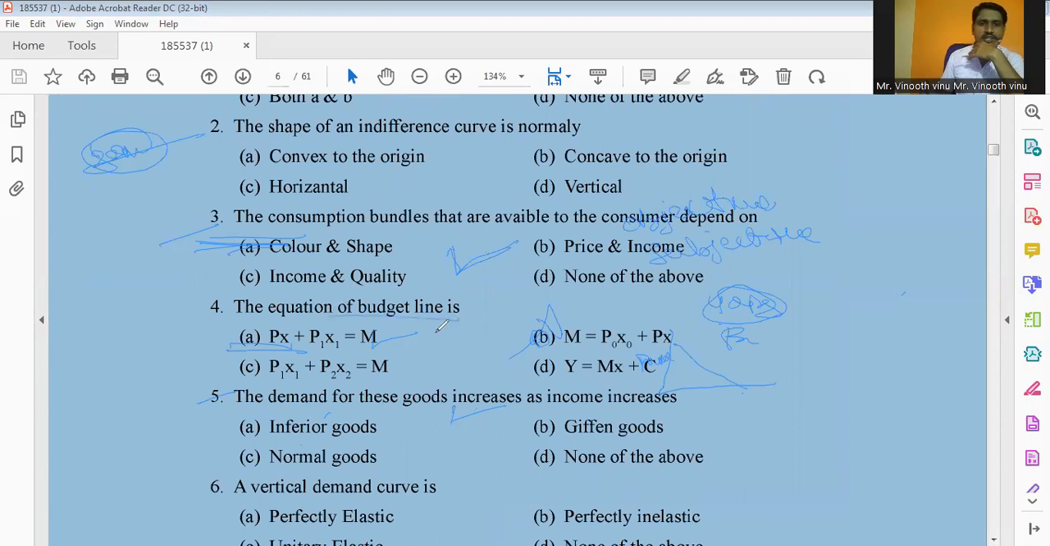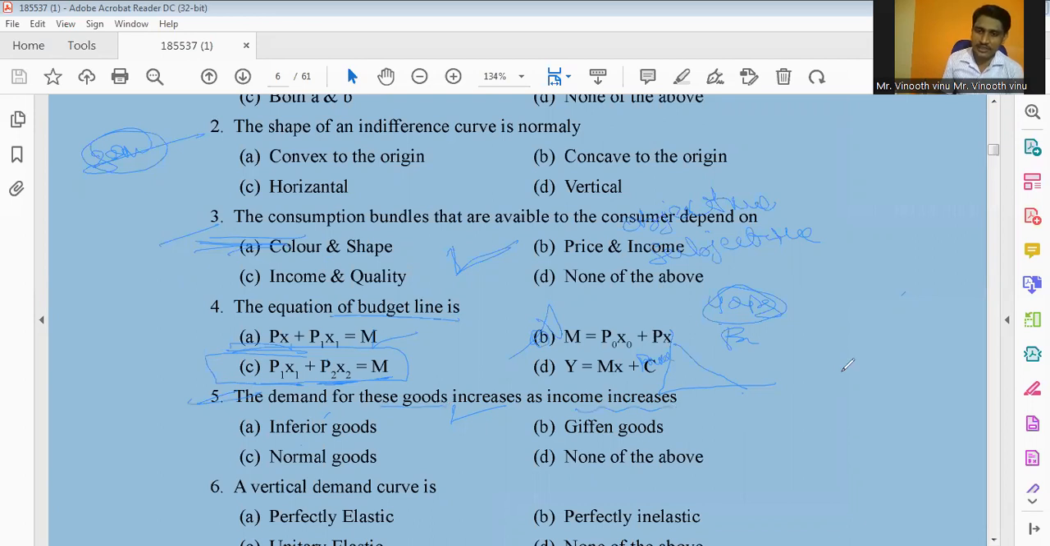Okay. Next. The equation of budget line. P1x1 plus P2x2 is equal to M. This is the answer for that. Price of one commodity, units of one commodity, price of second commodity, units of second commodity is equal to the money spent.